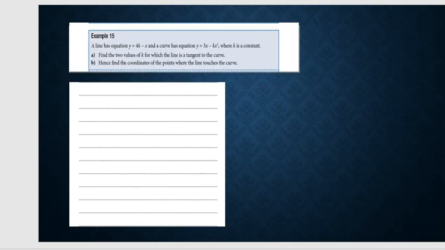Look at number 15. A line has equation y equals 4k minus x, and the curve has equation y equals 3x minus kx squared, where k is a constant. Find the true values of k for which the line is a tangent to the curve. So let's start with the first one.